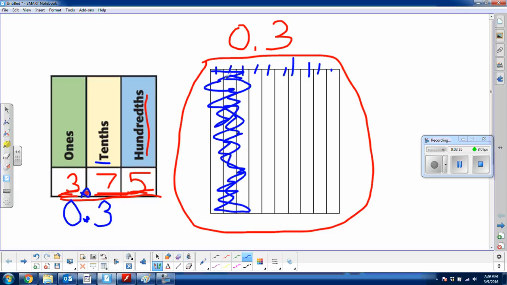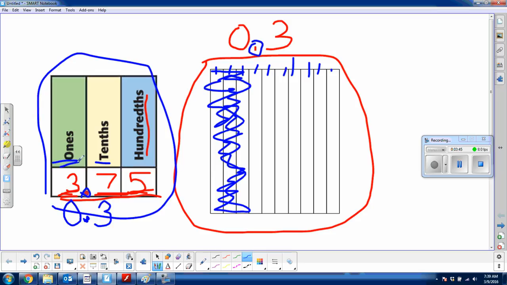Again, just a reminder, we're working with decimals. Decimals have decimal points. Notice we have our place value chart, starting with the ones place right here. There's our decimal point, then going over to the tenths place and the hundredths place. And here I have 3 and 75 hundredths.